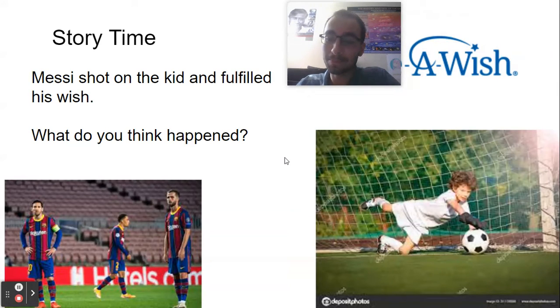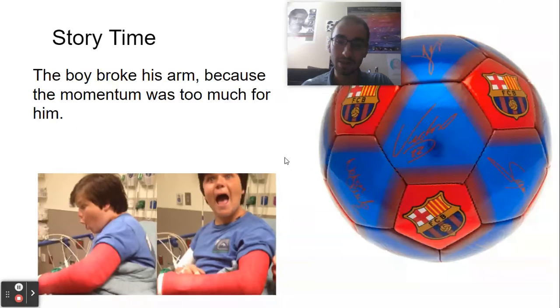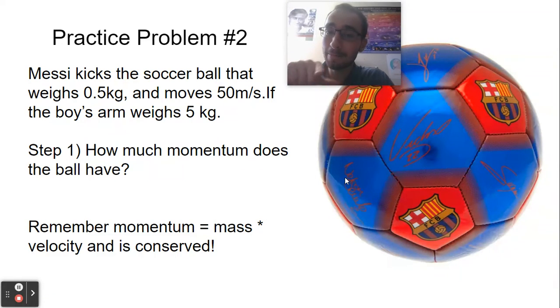So you may be wondering what happened, because Messi did fulfill his wish, and a lot of people may have thought Messi went easy on him. He didn't. Messi kicked the ball normal speed, and the kid tried to block it and actually broke his arm. Messi kicked it so hard that it blew his arm back so fast that it broke it, okay? And your job, you're going to figure out how fast did his arm move back, okay?